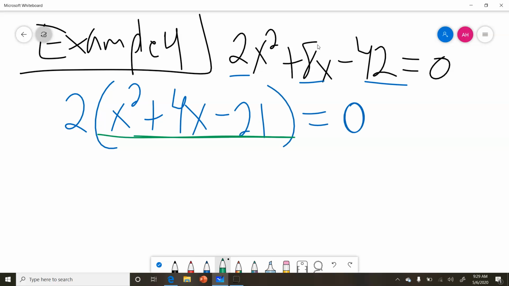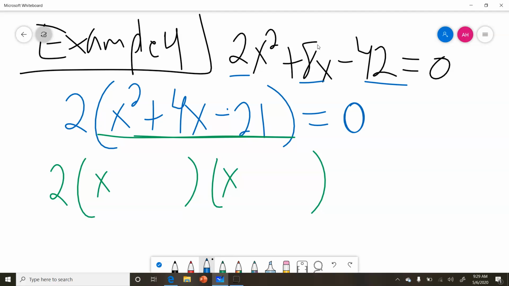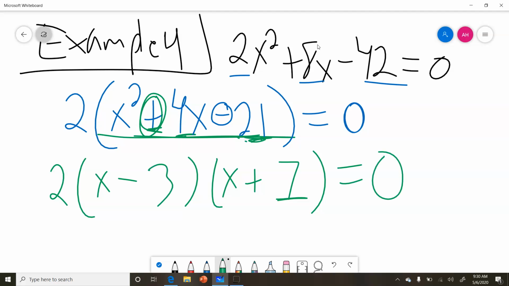Now I do this guy. I get 2, and then I get x times, and I'm going to have, let's see, the overall is negative right here. So I know that 1 is positive and 1 is negative. And then I know that the positive one is bigger because the positive is what's left. So I need the bigger one right here. So what times what is 21? 7 and 3. And look at this, that gives me 4 when they're subtracted. So 7 and minus 3.